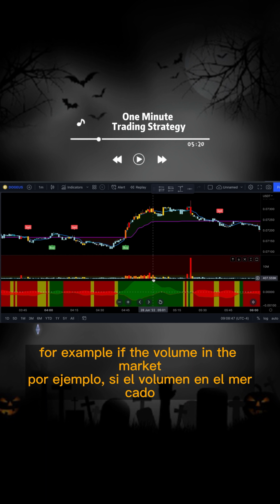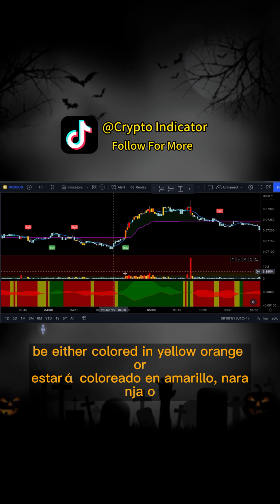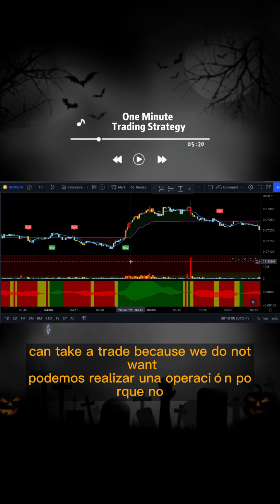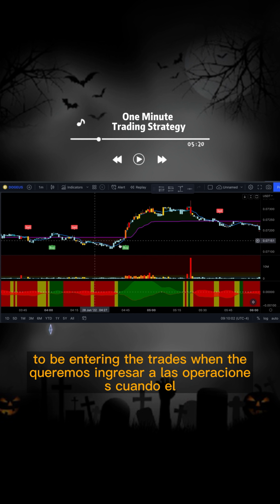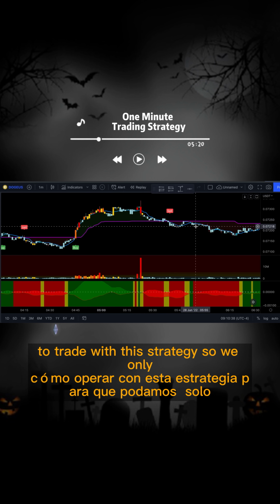For example, if the volume in the market is higher than usual, the histogram will be either colored in yellow, orange or red. And these are the only times when we can take a trade, because we do not want to be entering the trades when the volume is low. Okay, now let's actually understand how to trade with this strategy.